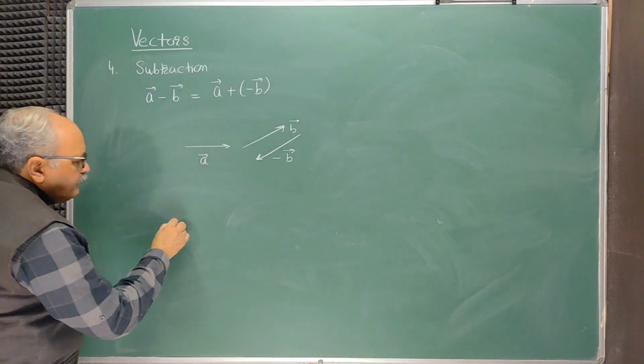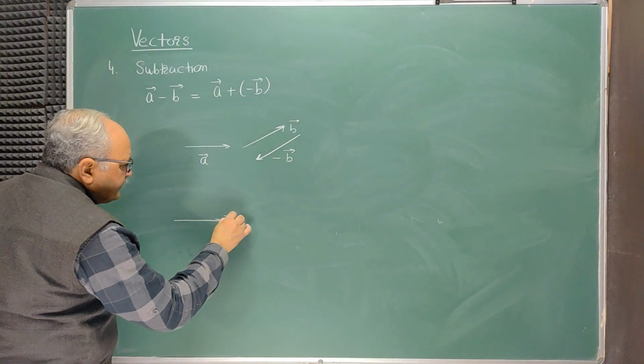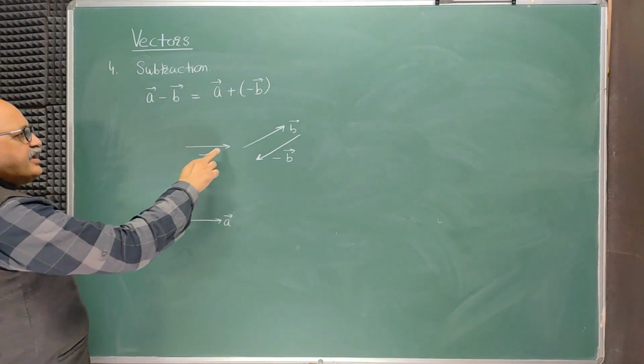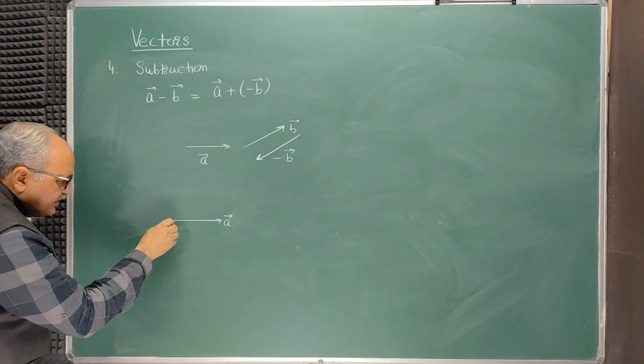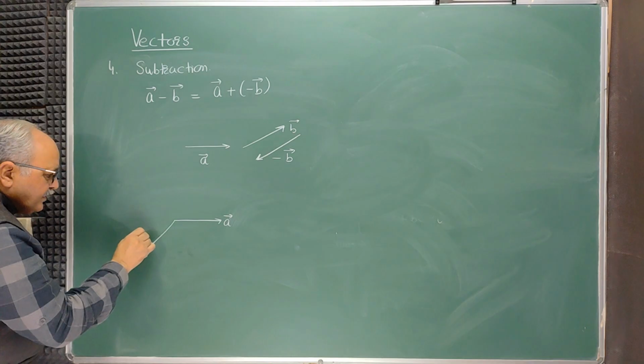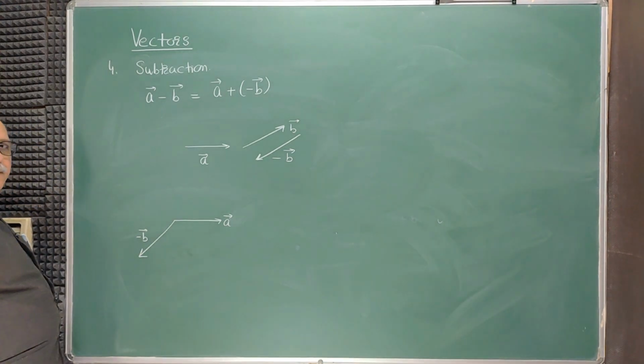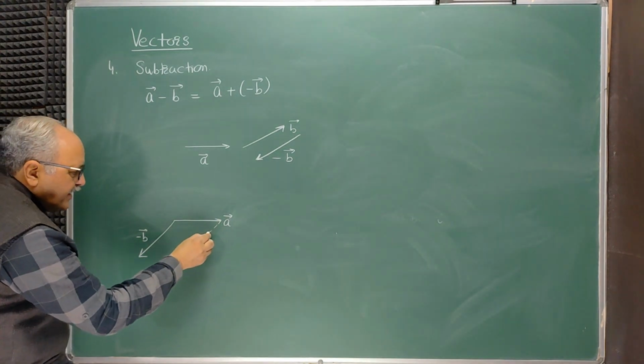Now in a parallelogram, you take A vector. Instead of taking B vector, let's take the negative B. This is minus B. Once again you complete the parallelogram.